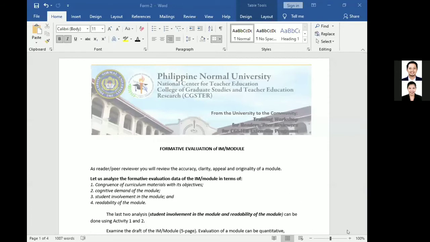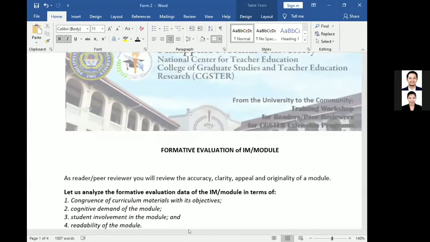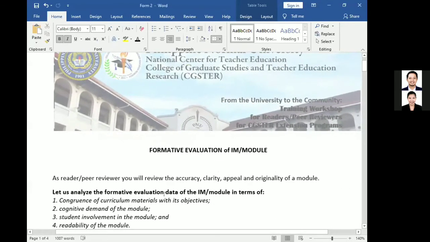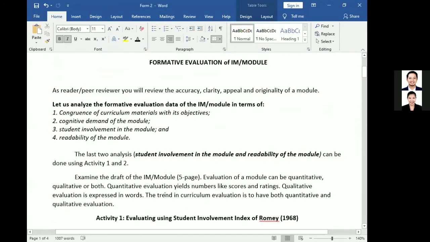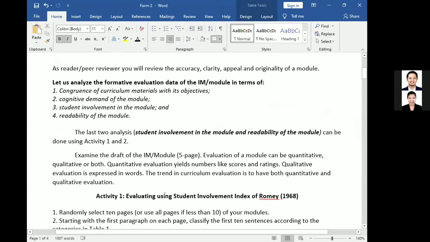I should have shared. Okay, form number 2. Okay, so this is form number 2. Let me share. So for form number 2, we only have formative evaluation, of course, because you cannot do summative evaluation. So as a reader or peer reviewer, you will review the accuracy, the appeal, and originality of the module.